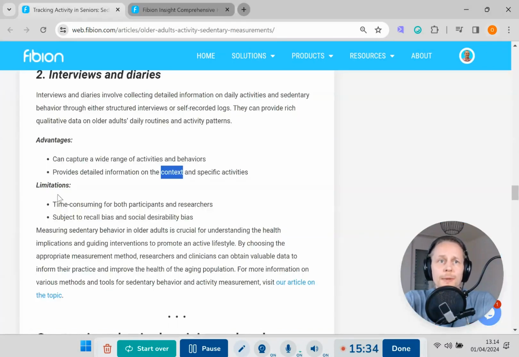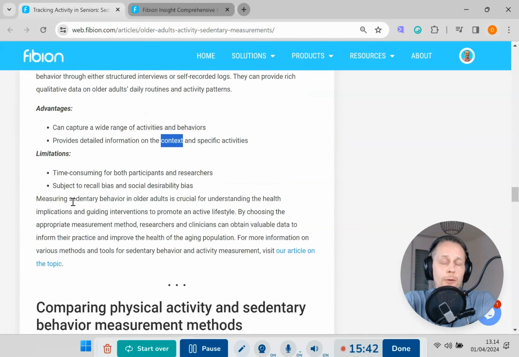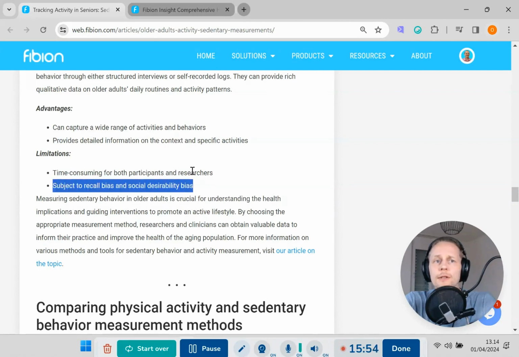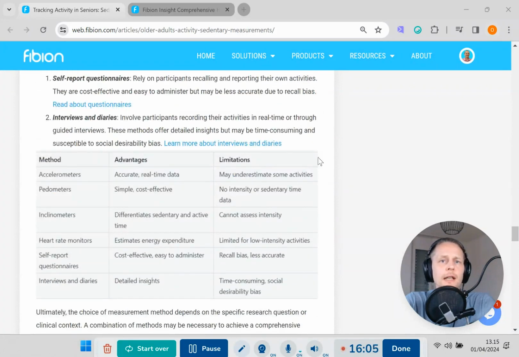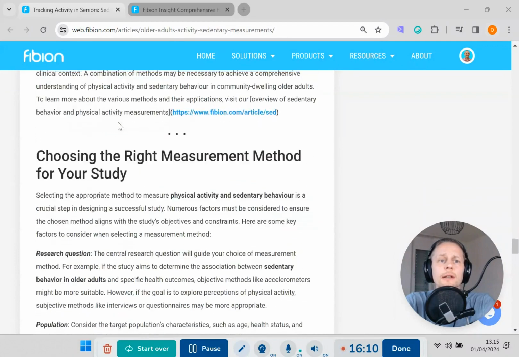And then if we go to limitations of interviews and diaries, they are time consuming for both participants and researchers. Although older people might have time for those, the question is whether the researchers have all the time to do them. And also they are, similarly to questionnaires, subject to recall bias and social desirability bias. And in our article, we have listed the different advantages and limitations in the table. So if you're interested, maybe check the article.